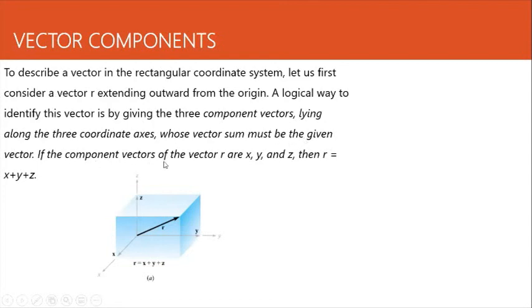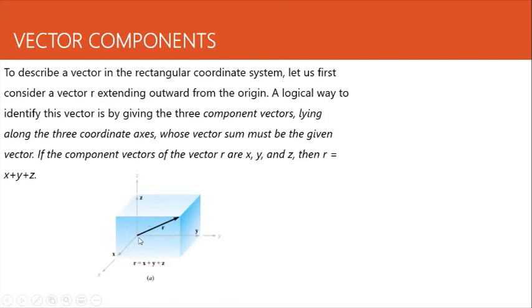If the component vectors of the vector R, meron tayong tatlong Cartesian coordinate. We have X, Y, and Z. Then R is equal to X plus Y plus Z. Okay. Pinapakita lang dito yung equation ng R natin is equal daw siya sa X plus Y and Z. Kaya ito na yung naging equation na.